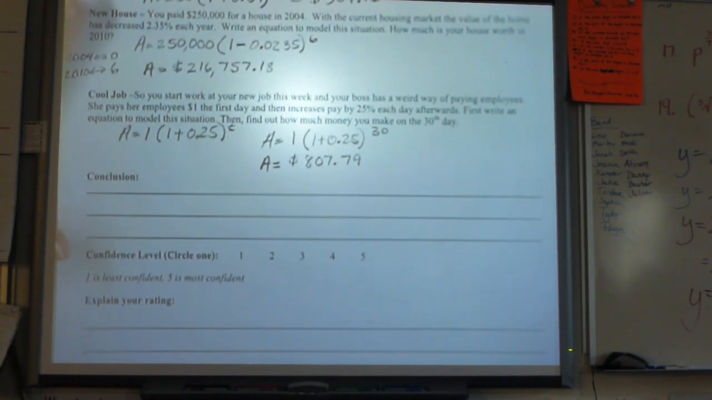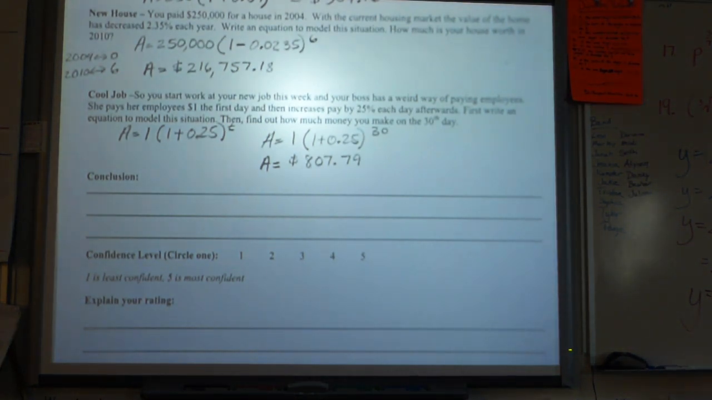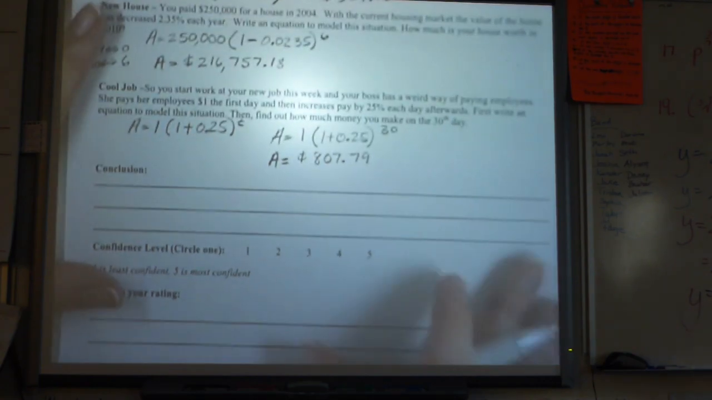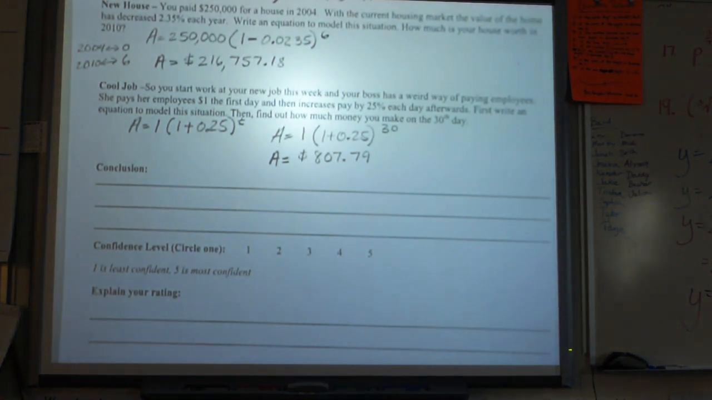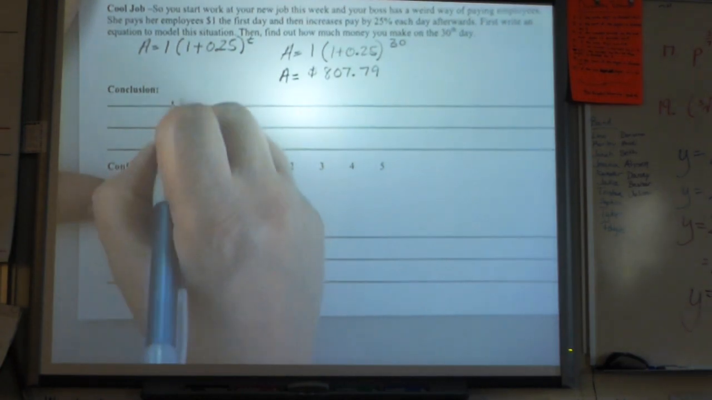For a long time. Okay. So that would be obviously a very unusual way of paying people, and you'd have to have a whole lot of money to pay your salaries. Okay, so today we learned how to represent real-life situations with exponential growth and decay functions, and we also learned how to evaluate those functions.